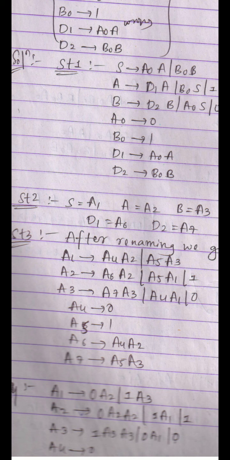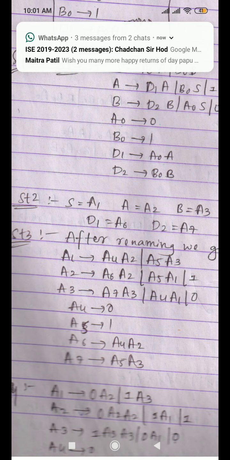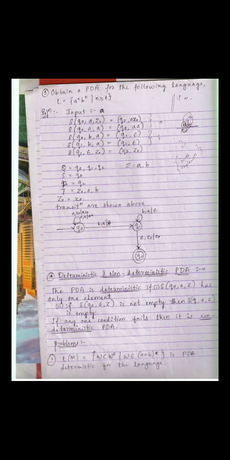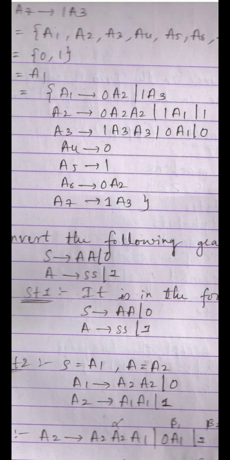Next I go for A2. For A6 I replace the value you got, 0 A2. Similarly A5 is replaced by 1 A1, and A3 similarly has the A7 value, 1 A3. A4 implies 0. Like this, if I go on with continuous substitution, what is the final grammar I got? See here, everywhere you have a lowercase letter followed by non-terminals. Hence I converted my grammar into GNF form.